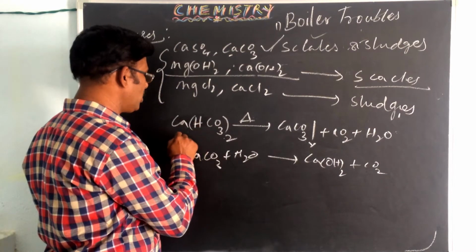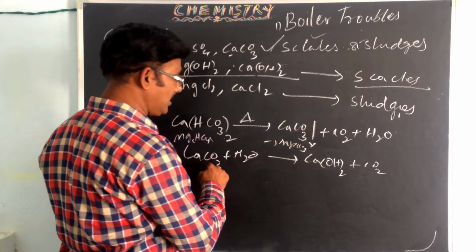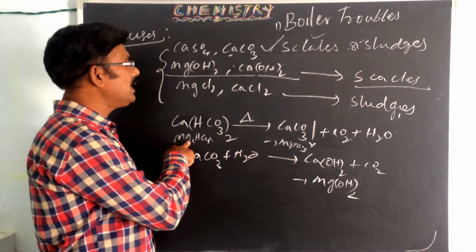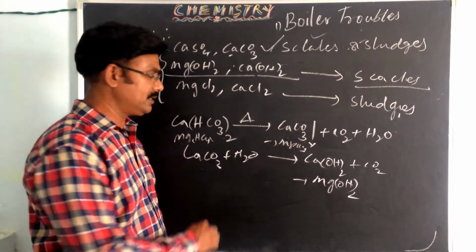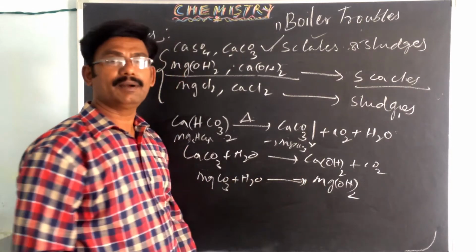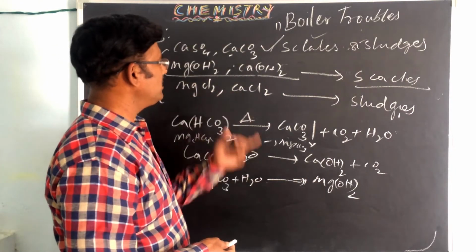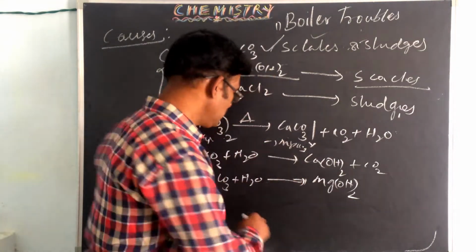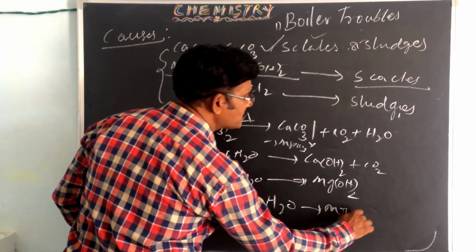Similarly, for example, magnesium bicarbonate is converted to magnesium carbonate, and magnesium carbonate is hydrolyzed to form magnesium hydroxide. And magnesium chloride is also hydrolyzed to form magnesium hydroxide.